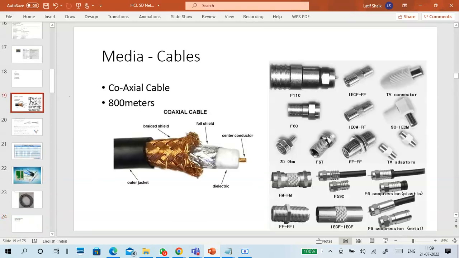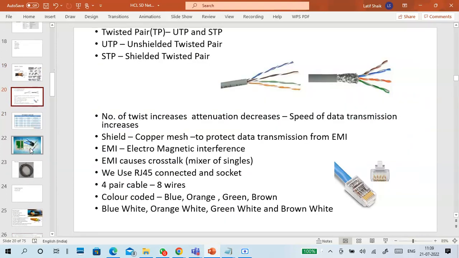Okay, guys, two cables completed. One is media access coaxial cable, and another one is twisted pair cable, UTP and STP. The most frequently used is UTP, unshielded twisted pair cable, because it is cheaper and easy. Shielded twisted pair cable is for protecting your signal from electromagnetic interference and strengthening the cable.